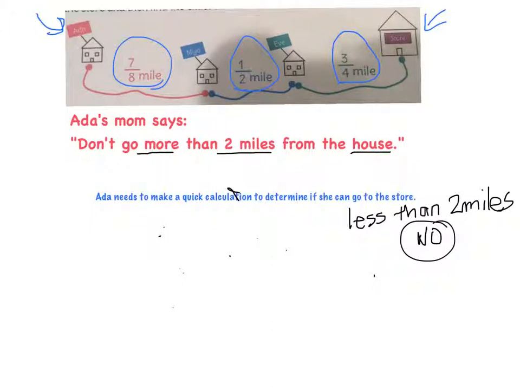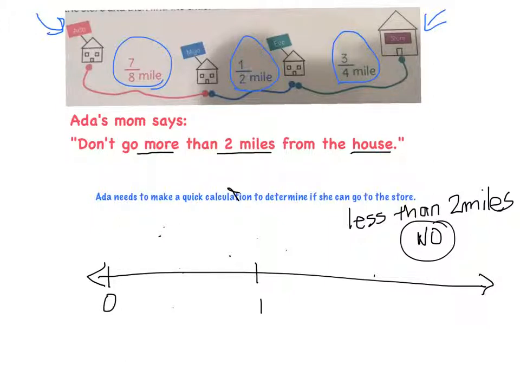I'm going to do it on a number line because I know we love the dreaded number line. So let's try that. Let's go 0. Let's go 1. Let's go 2. Here's 1, 2, 3, 4. It's not very good. Let's make it a little better.